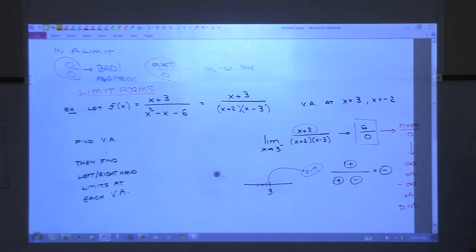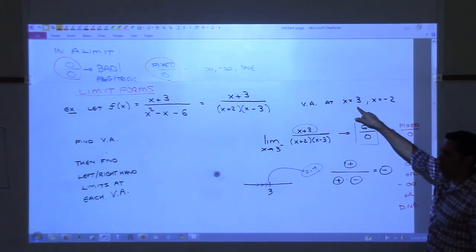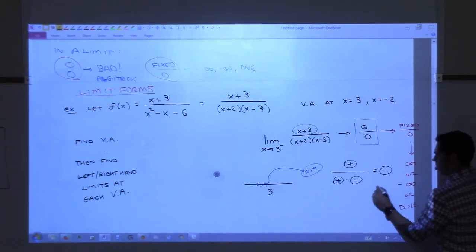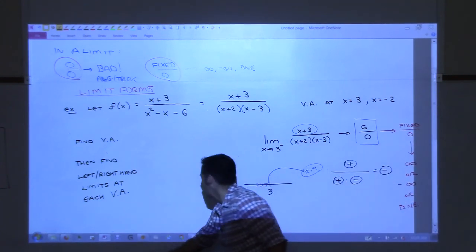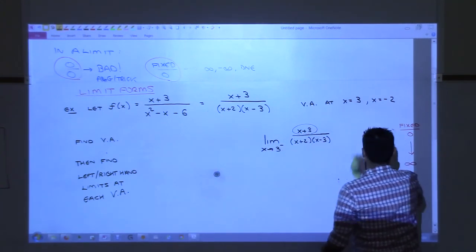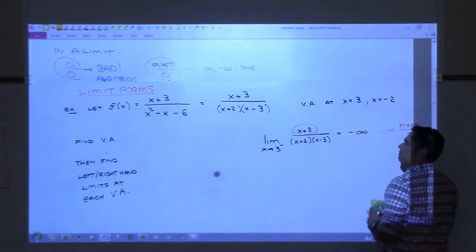Okay. Can we keep going? Keep going. All right. The left-hand limit of the first vertical asymptote was negative infinity. I never put the answer down here, but it was negative infinity. So this limit right here is negative infinity.